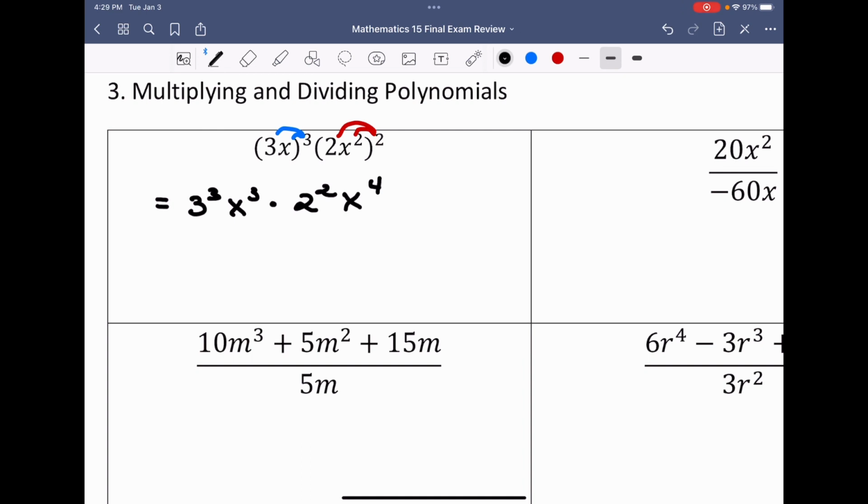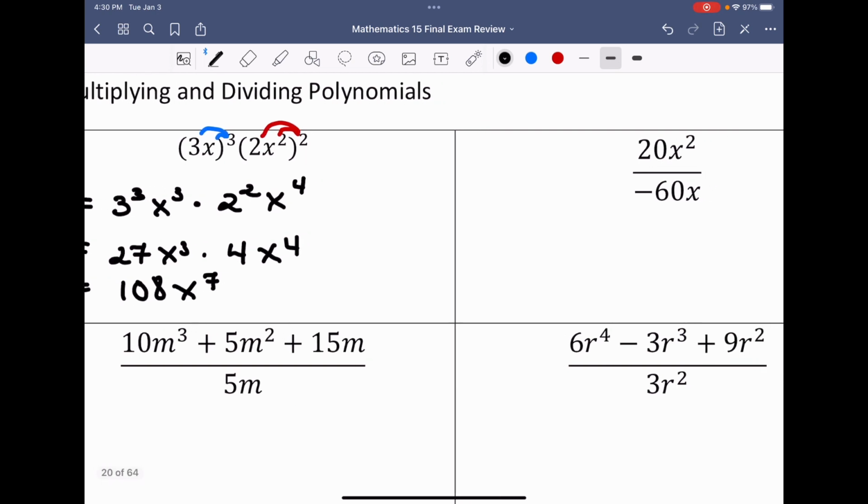Okay, now let's simplify this a little more. We have 3 cubed, which is 27, x cubed, times 2 squared, which is 4, x to the 4. By simple multiplication, we first multiply 27 by 4, and when we multiply 27 by 4, we get 108. And then if I multiply an x cubed by an x to the fourth power, I'm going to add their exponents by product rule. So this becomes x to the 7.